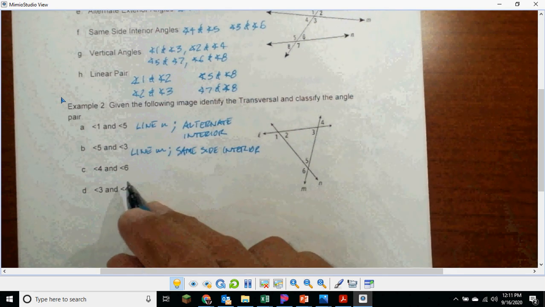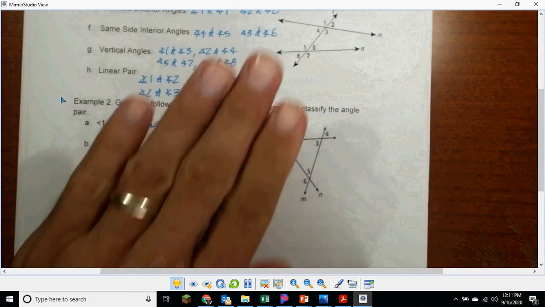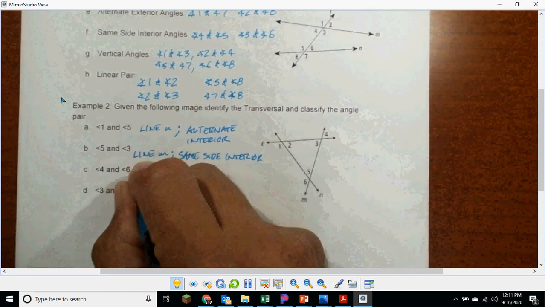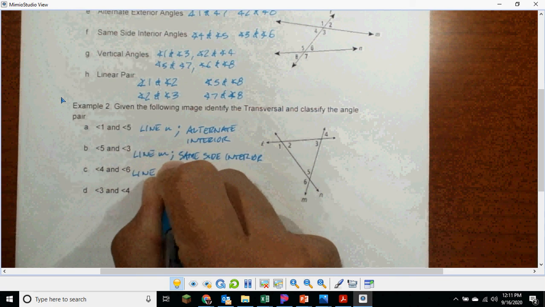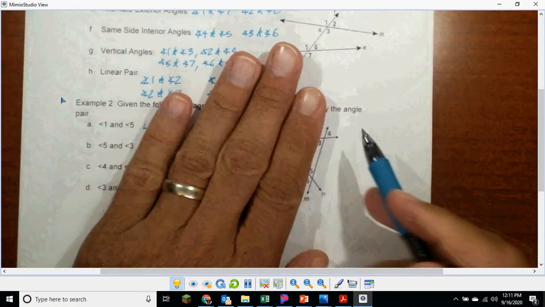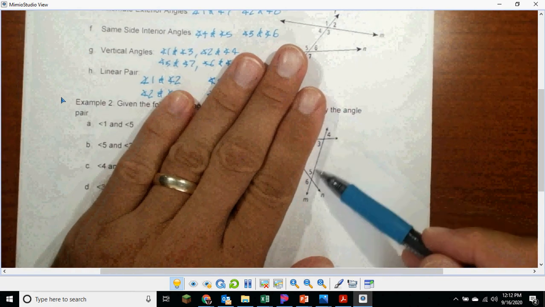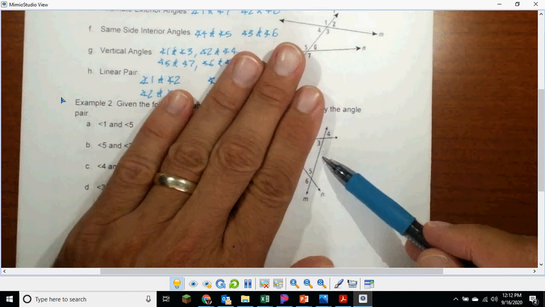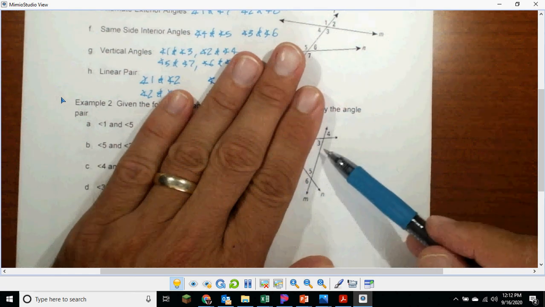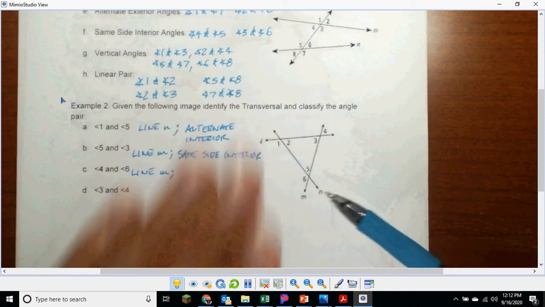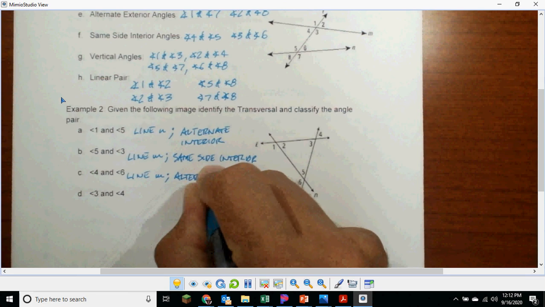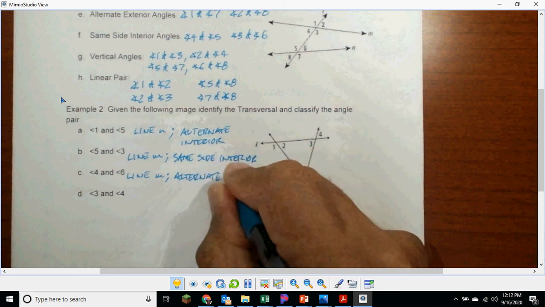All right. Angle 4 and angle 6. All right. 4 and 6 are at the same two intersections as 3 and 5. So again, this is line M. And 4 and 6 are outside of the lines, and they are on either side, one on the left and one on the right of the transversal M. So these are alternate exterior angles.